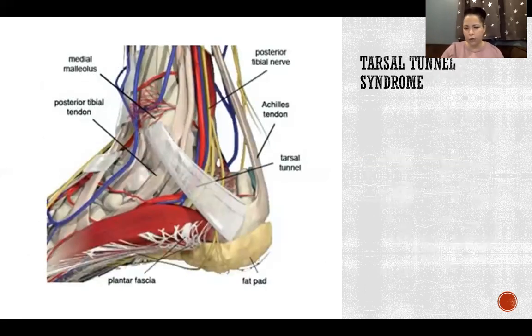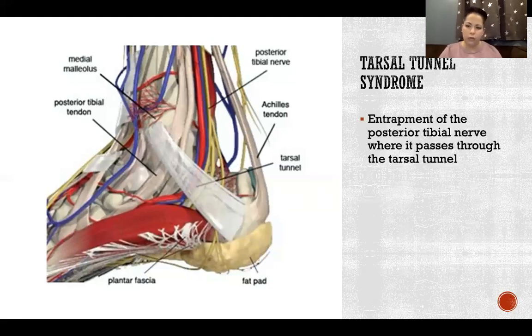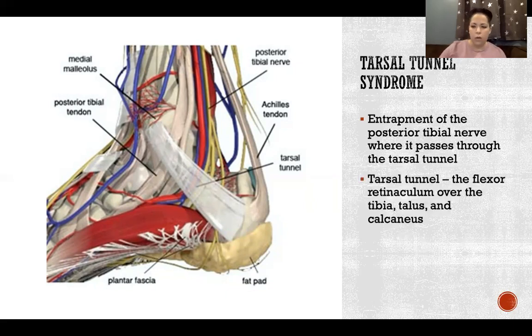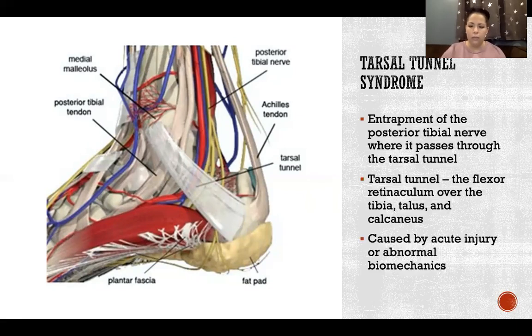Okay, tarsal tunnel syndrome is similar to carpal tunnel syndrome or cubital tunnel syndrome. Same idea, but now here in the tarsal tunnel. It's entrapment of the posterior tibial nerve where it passes through the tarsal tunnel. So we're looking at the tarsal tunnel here in this picture. This is on the medial side of the ankle. The tarsal tunnel is the flexor retinaculum over the tibia, talus, and calcaneus.